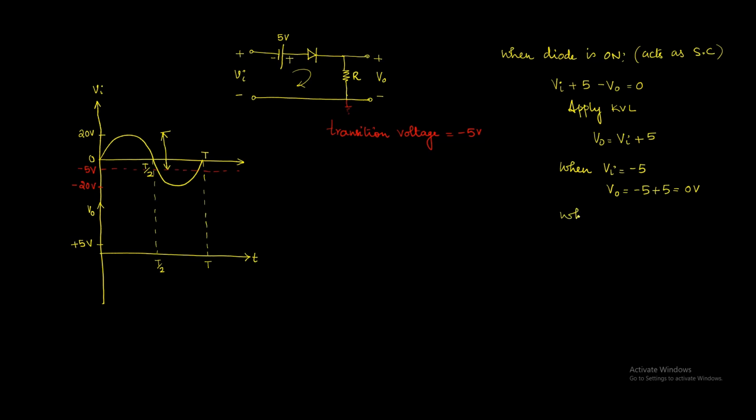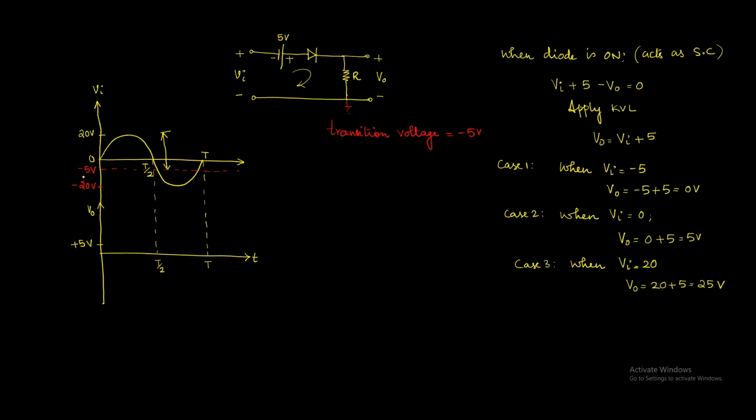When Vi is equal to 0, Vout is equal to 0 plus 5, that is equal to 5 volt. And when we have Vi equal to 20, we have Vout equal to 20 plus 5, that is equal to 25 volt. So these are the three cases that we have: case 1, case 2 and case 3. So let us draw the waveform now.